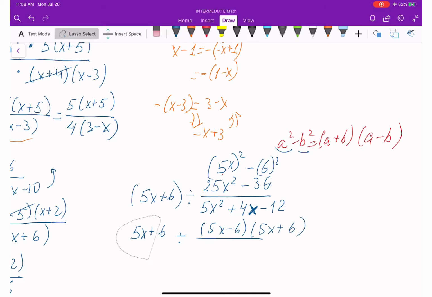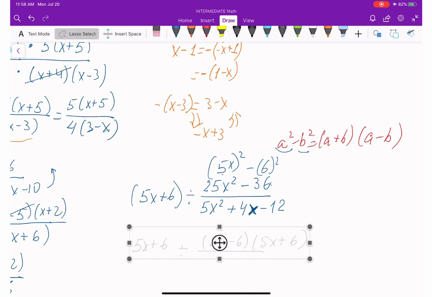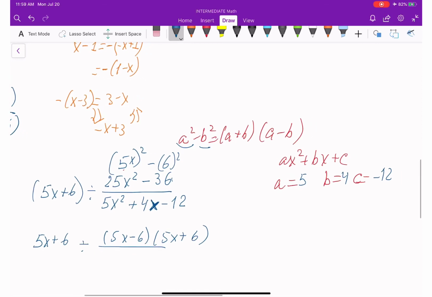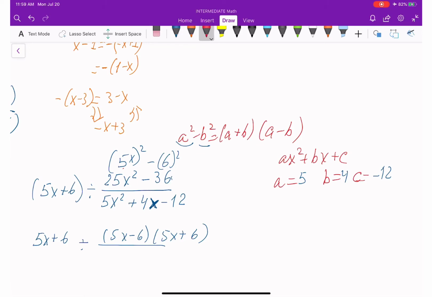Okay, now let's see what we can do with 5x squared plus 4x minus 12. So can we take common factor? No, we can't. Which means we have to factor with the format ax squared plus bx plus c. All right, so let's write down my a, my b, and my c. My a is gonna be 5, my b is gonna be 4, and my c is gonna be negative 12. Whoever needs help with this topic, how to factor it, you can watch the video factoring ax squared plus bx plus c.